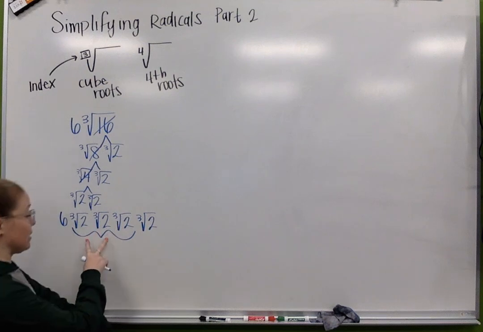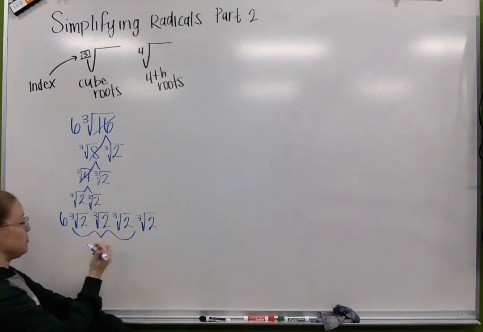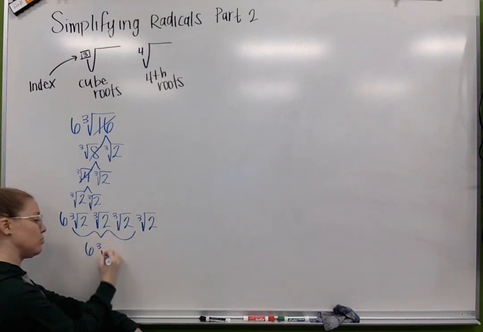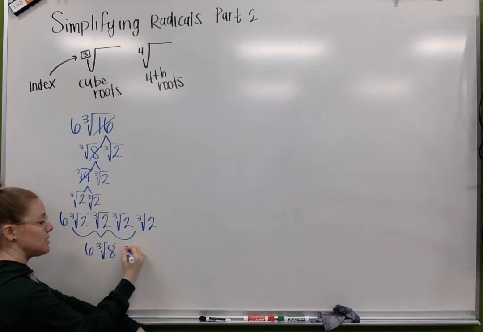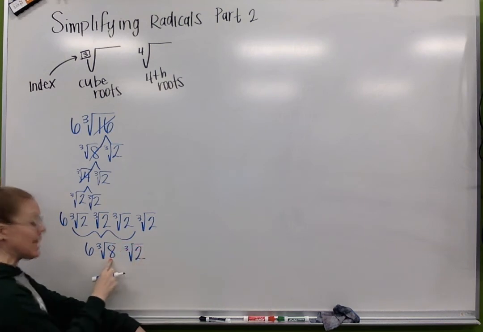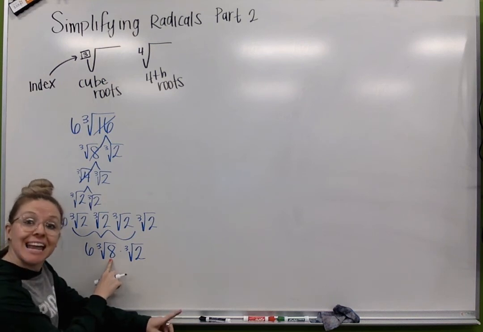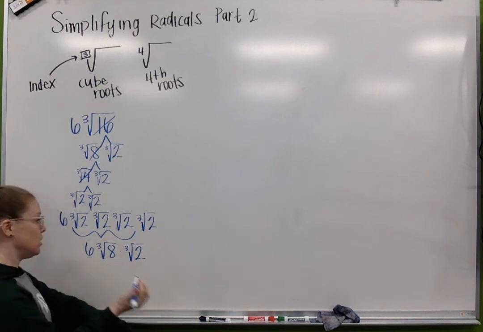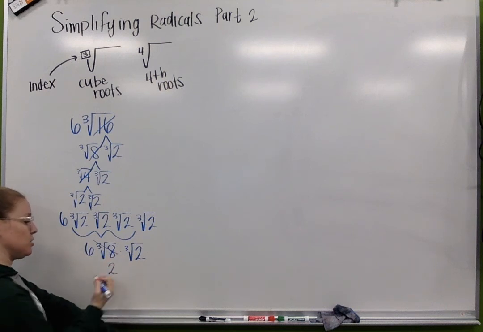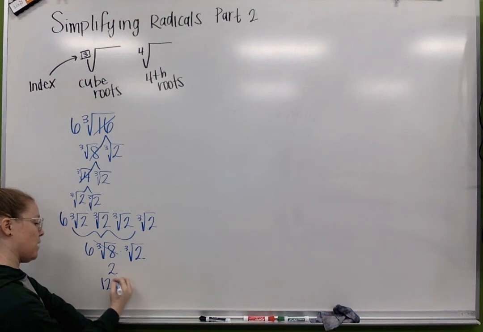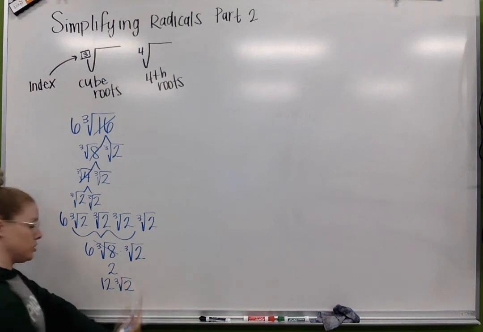What happens here is essentially this becomes 6 cube root of 8 times the cube root of 2. The cube root of 8: what times itself 3 times is 8? Well, that's 2. So this becomes 2. 6 times 2 times the cube root, so 12 cube root 2.